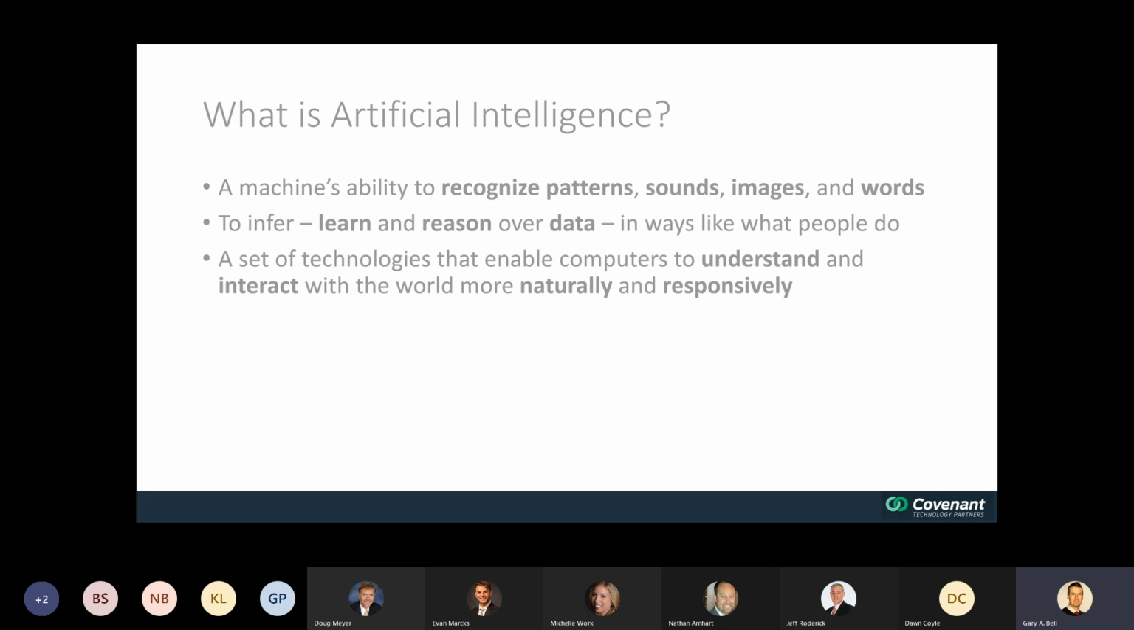You can expand that. We'll maybe talk about a few use cases for sound, images, words, and natural language processing. But for the purposes of this discussion, we'll focus mostly on analyzing sets of data and being able to ferret out patterns within that data that may not be immediately evident even to a seasoned analyst. Its ability to learn over time is important as well, and as you train these models, we can talk about what that looks like and what goes into that. More broadly, it's a set of technologies that allows computers and algorithms to understand and interact with the world more naturally.